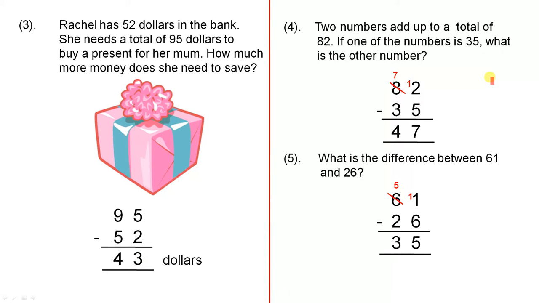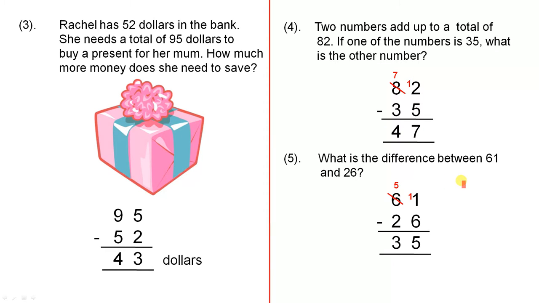Two numbers add up to a total of 82. If one of the numbers is 35, what is the other number? So 82 minus 35. 2 take away 5 we cannot do, so we trade. We take 1 ten from the tens column. That means we only have 7 tens left, because we started with 8, but we took 1, we traded. Now we have 12 ones here. So 12 take away 5 is 7, and 7 take away 3 is 4. So the other number is 47.